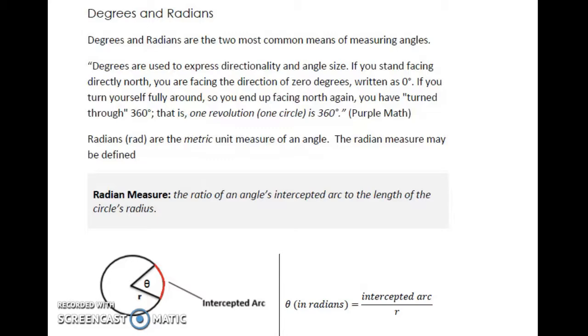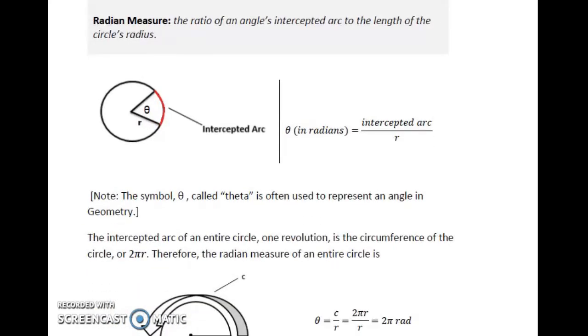Radians, abbreviated RAD, are the metric unit measure of an angle. The radian measure may be defined as the ratio of an angle's intercepted arc to the length of the circle's radius. So here's a circle. This part of this angle that is on the circle is called the intercepted arc. So the radian measure for this angle is the ratio of this intercepted arc length divided by the radius of the circle. That gives us the radian measure of that angle. This symbol, theta, is often used to represent an angle in geometry.